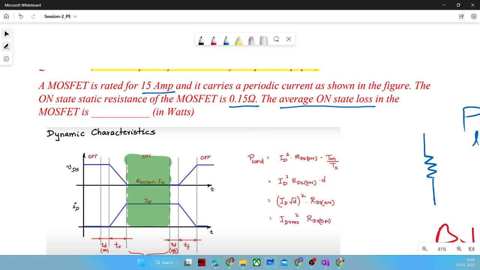Yeah, so I hope it was a pretty straightforward problem. You just need to find out the RMS current and after that it will be.